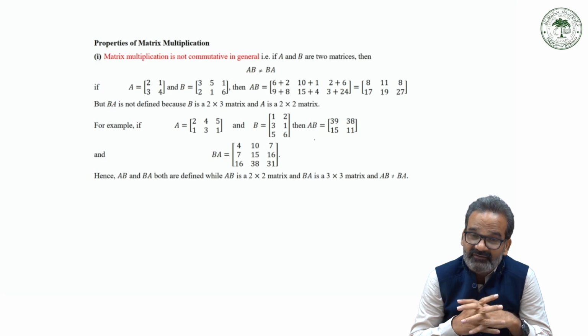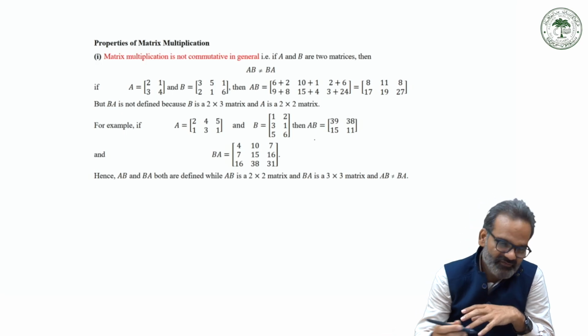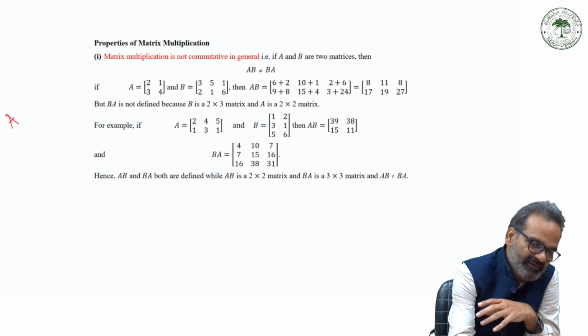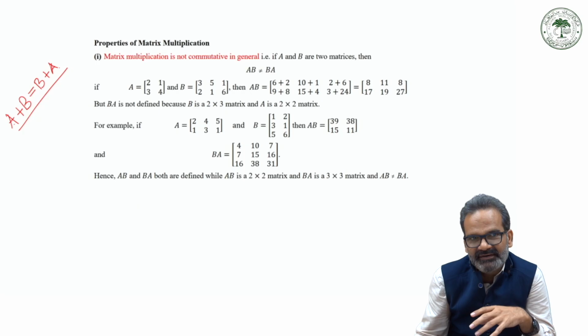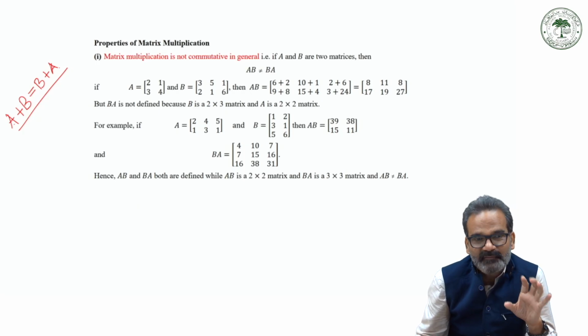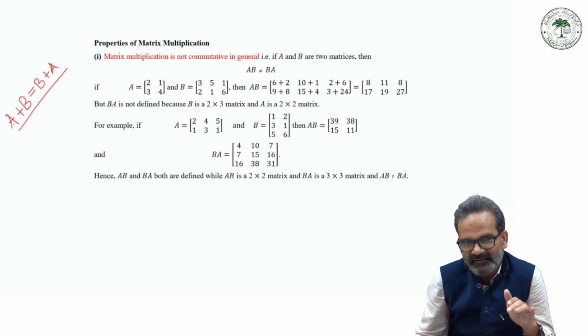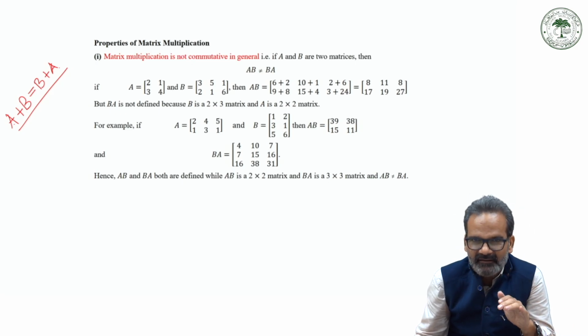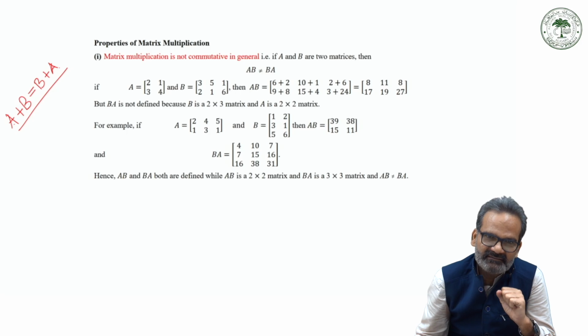If you recall, when we discussed the properties of matrices under addition, the first property was what? Matrix addition is always commutative. That is, if we take any two matrices A and B, then A plus B and B plus A are both equal. This was the property of commutativity under addition. If A is added to B or B is added to A, either way you will get the same matrix, right?